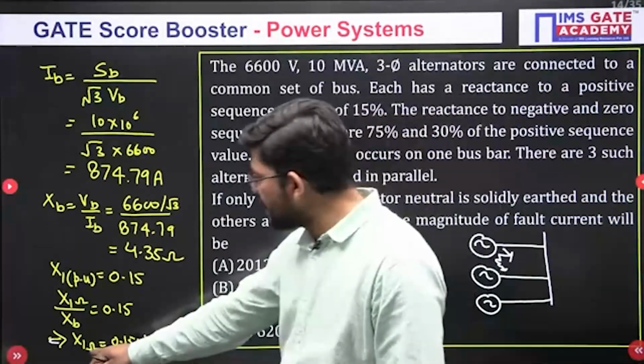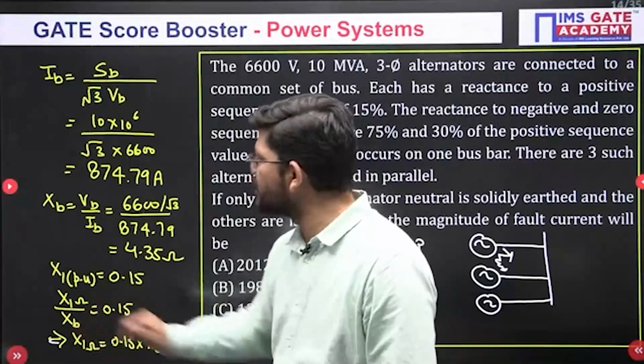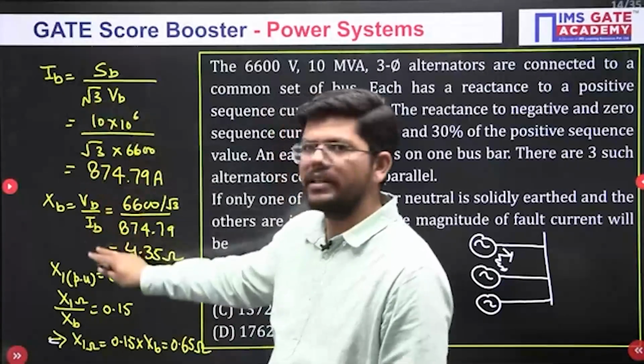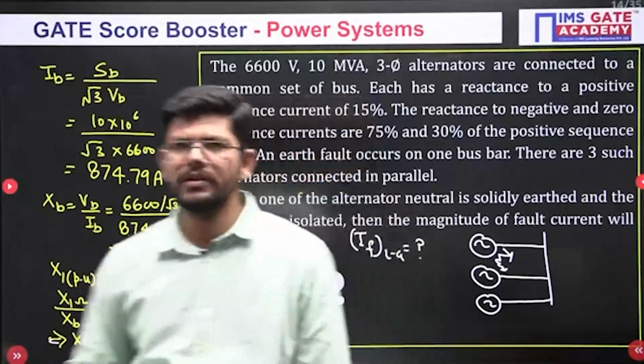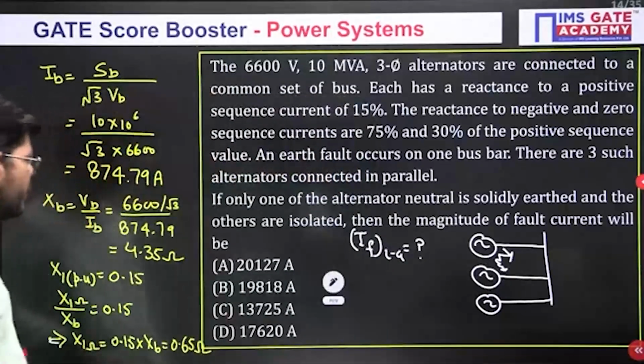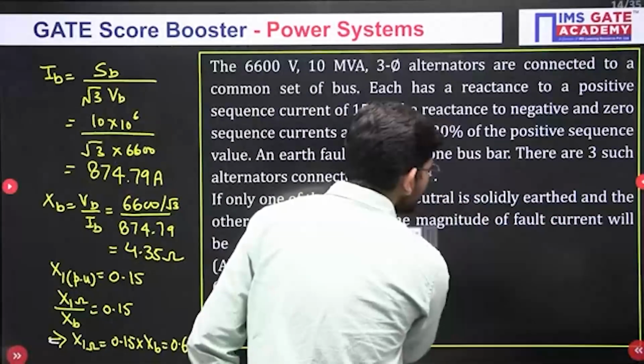Just see. So this is how we have calculated X1. So X1 in terms of ohms, what it will be, we require the value of X base, and this is why we have done this analysis. Okay, so now we are having the value of X1 with us. Okay, so X1 is with us right now, and let me erase it. Now X1 is with us.